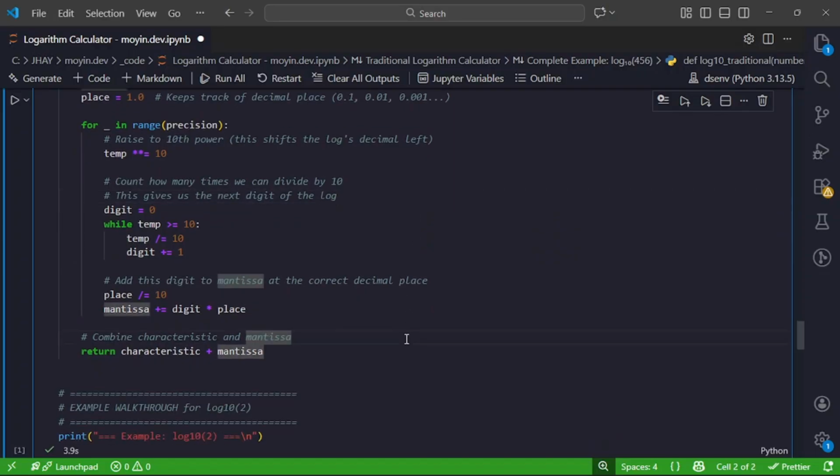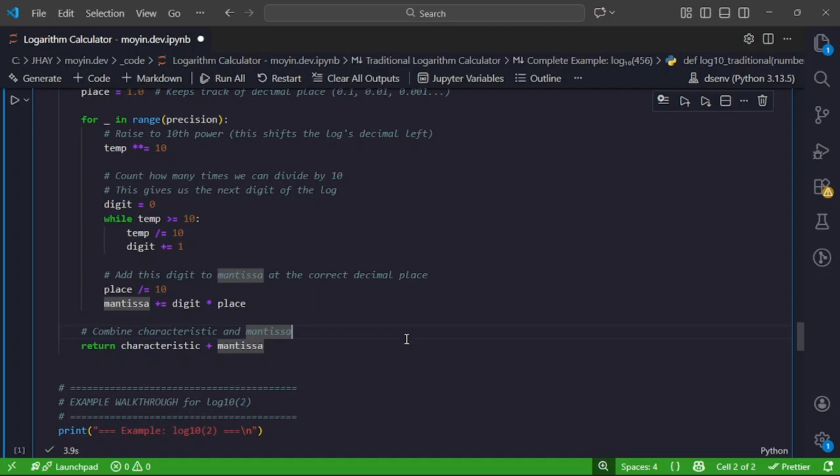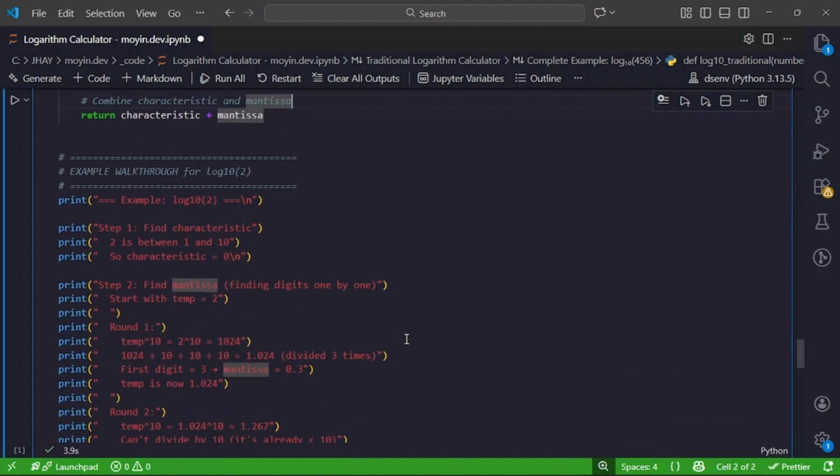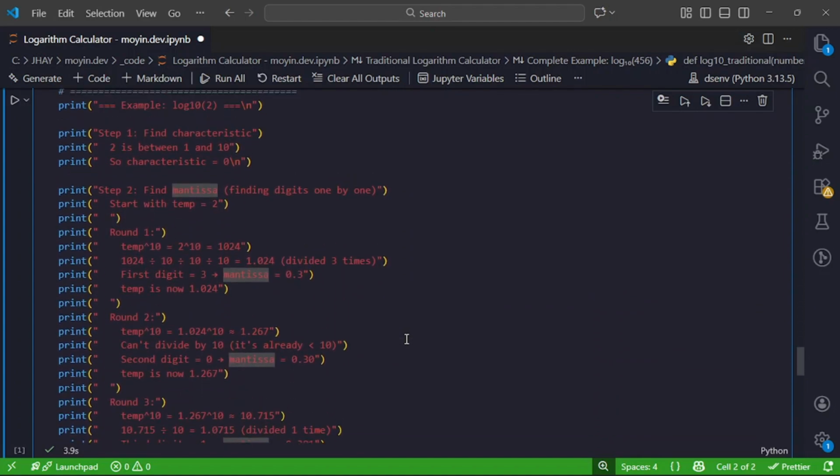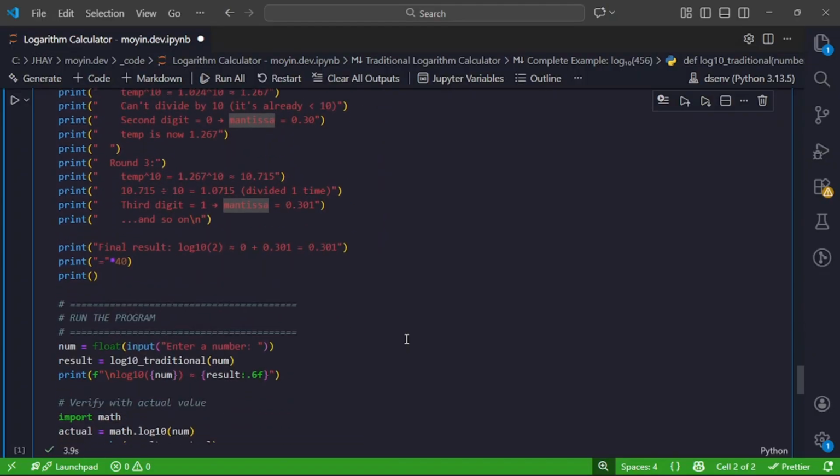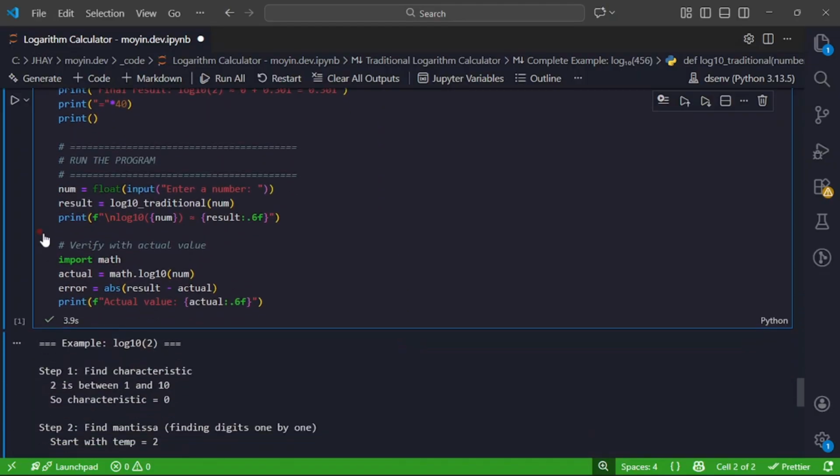And at the end of everything, let me just rush because time is fast spent. At the end of everything, we combine our characteristic with the Mantissa that we've built up. So let's just do a walkthrough. This is code to show the walkthrough when we run the program. Then let's run the actual program. And yes, here we have a verification with the actual.